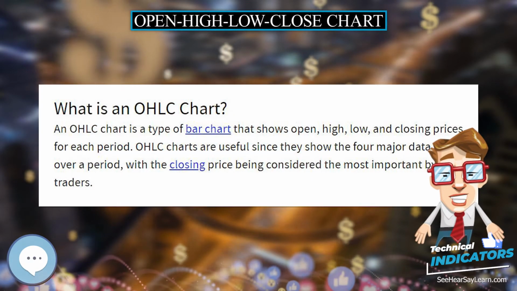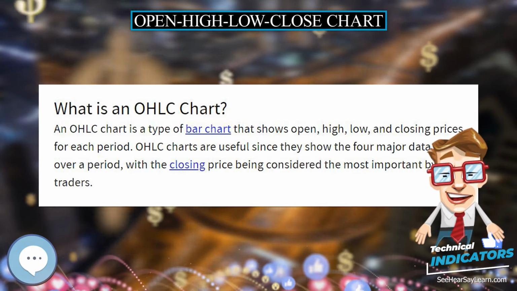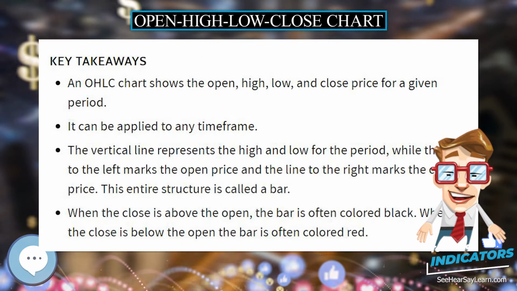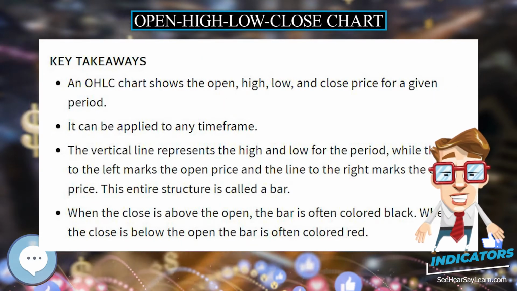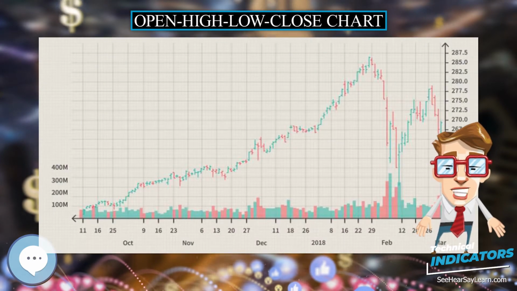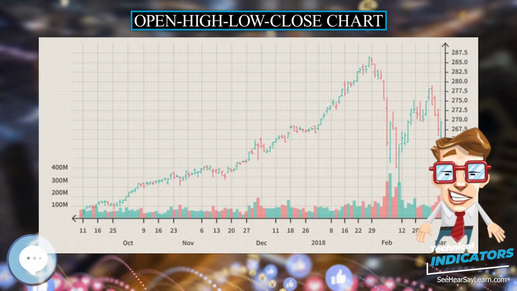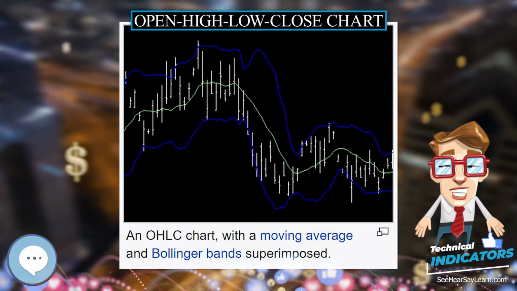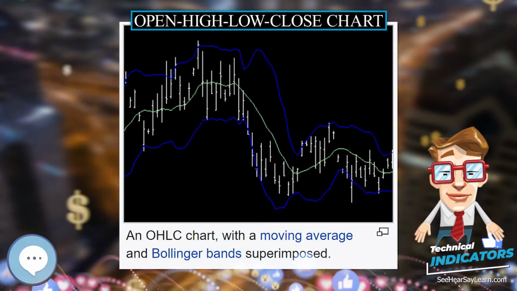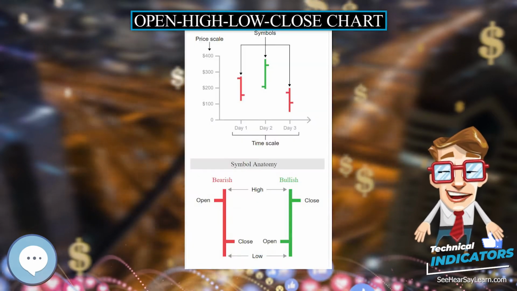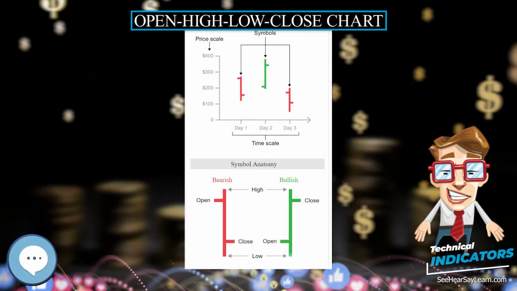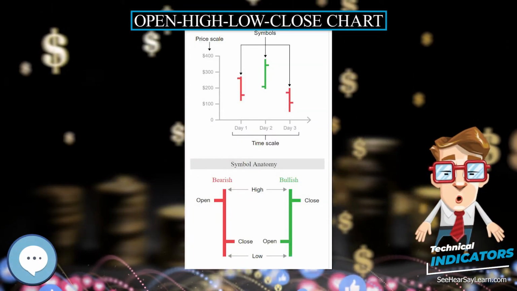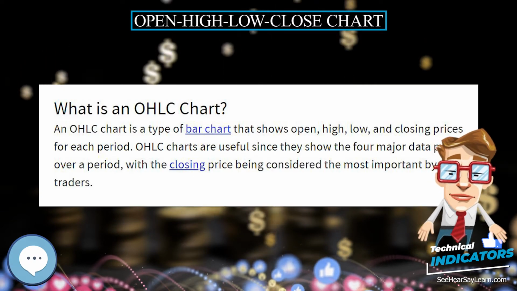Open-high-low-close chart. An open-high-low-close chart, also OHLC, is a type of chart typically used to illustrate movements in the price of a financial instrument over time. Each vertical line on the chart shows the price range, the highest and lowest prices, over 1 unit of time, for example, 1 day or 1 hour.